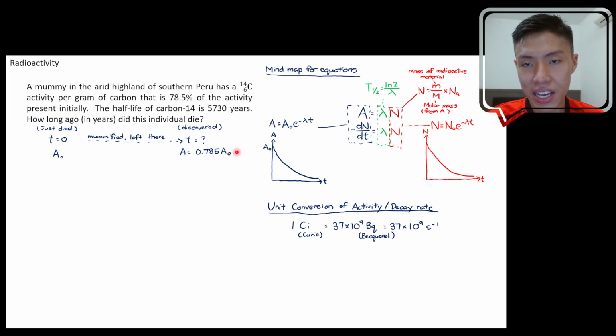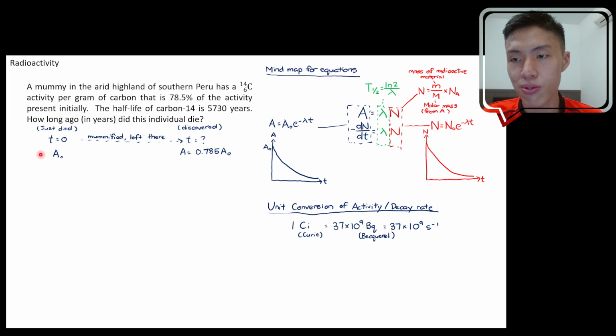Why is A naught equivalent to the activity present initially? Because the activity present initially is the activity of a present living thing. The activity of a present living thing will be the same as the activity of the mummy the moment it just died. So A naught here represents the initial activity of the carbon-14 in the mummy when it just died, but it is equivalent to the activity present initially in any living thing.